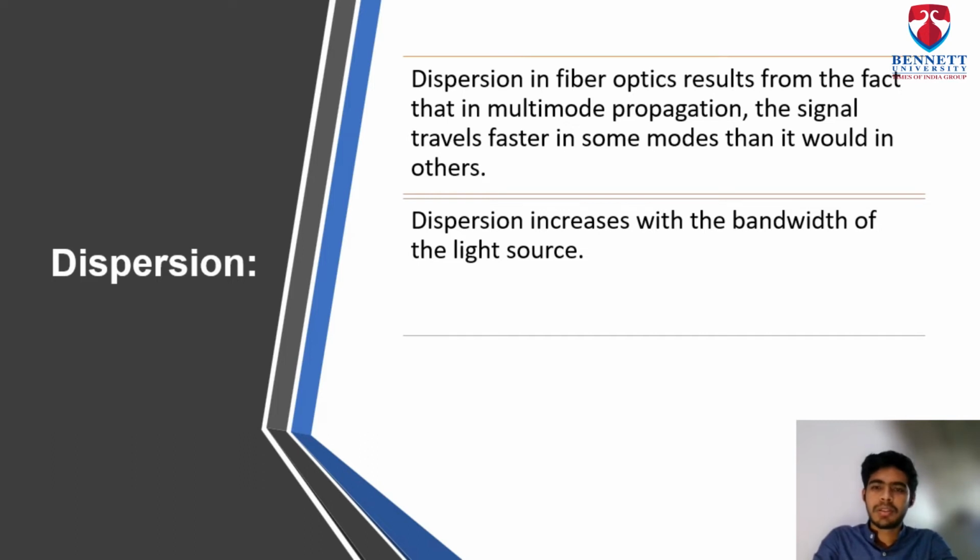Dispersion. Dispersion in fiber optics results from the fact that in multimode propagation, the signal travels faster in some modes than it would in others. Dispersion increases with the bandwidth of the light source.